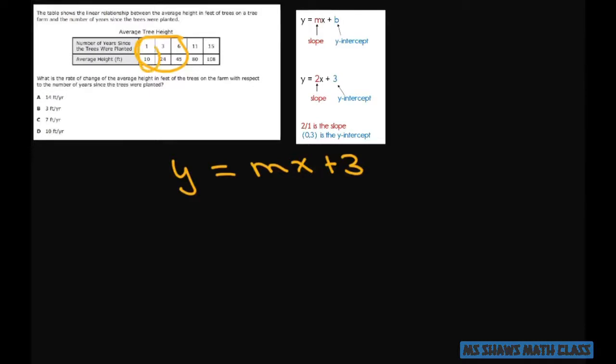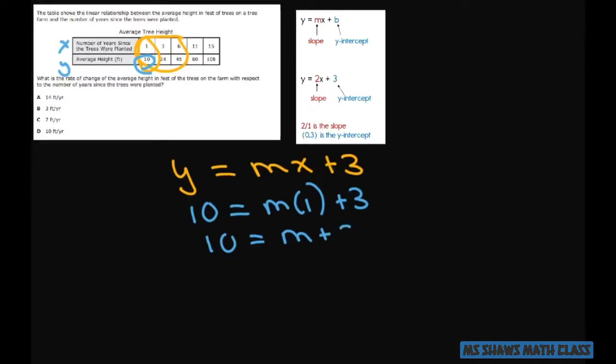So I'm going to use 1 and 10 and plug that in. My y is 10, I'm calling this y, this x. So 10 equals m times 1 plus 3. And then I have 10 equals 1 times m is just m plus 3. And if I subtract 3 from both sides of the equation, I get m equals 7.